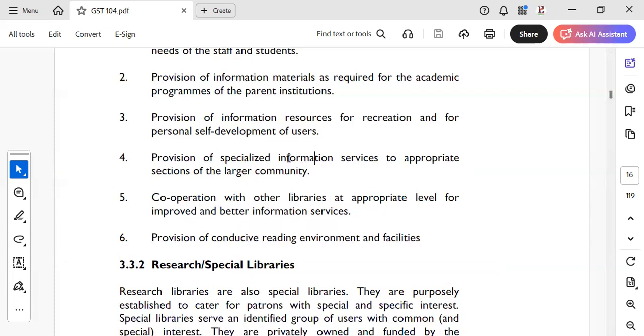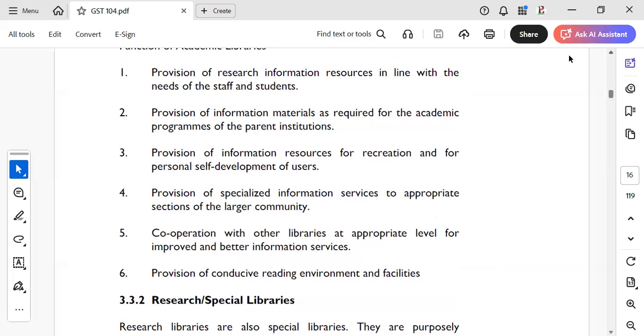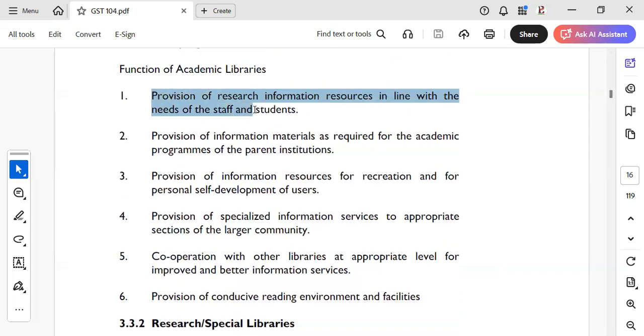Now, all these are functions of the academic library. The one they normally stress most in exams and even in TMA sometimes, I think it's that point one, provision of research and information.